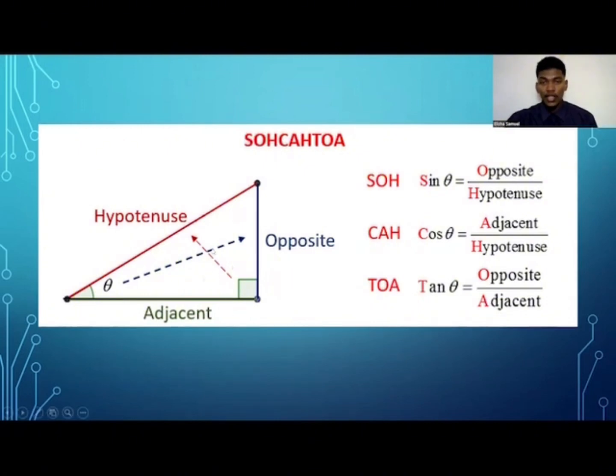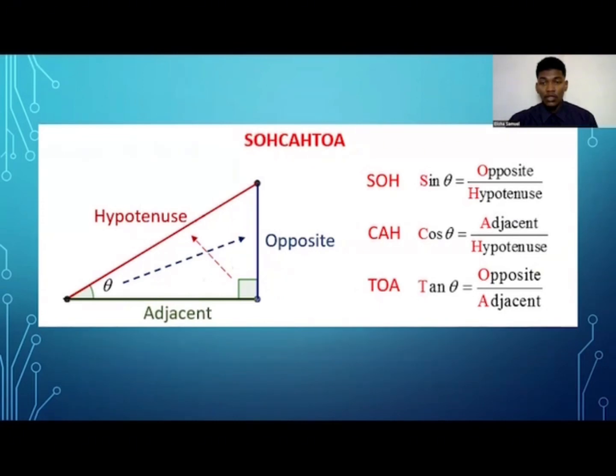Okay, now I am going to explain the formula of trigonometry. The following shows the trigonometry formula. Before we start, we have to know which one is hypotenuse, opposite, and adjacent. The hypotenuse is the longest line in a triangle. Opposite is an opposite line while adjacent is an adjacent line.